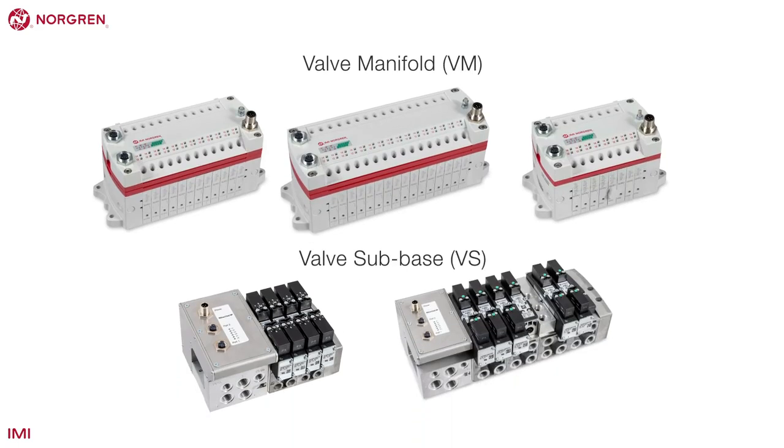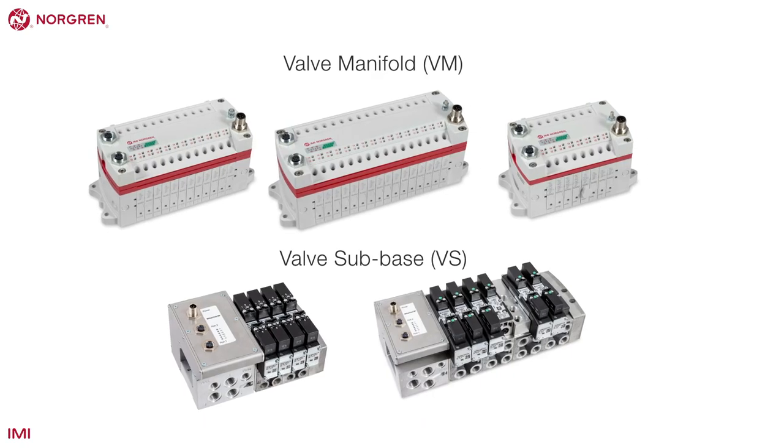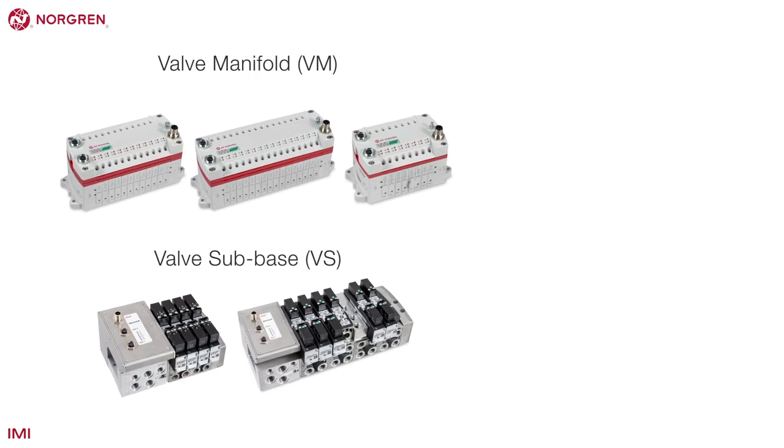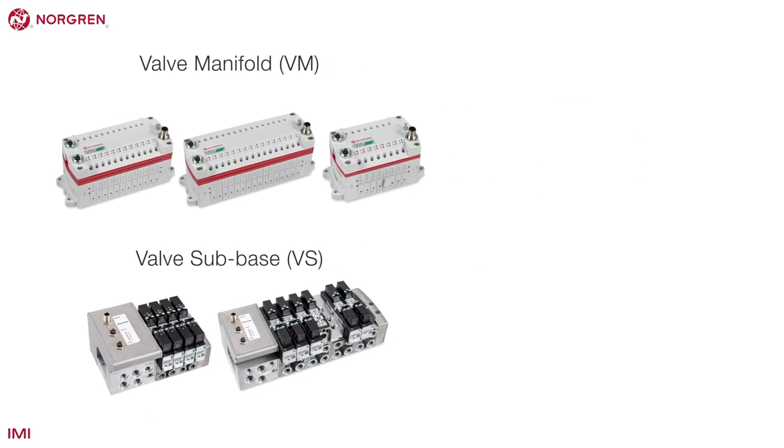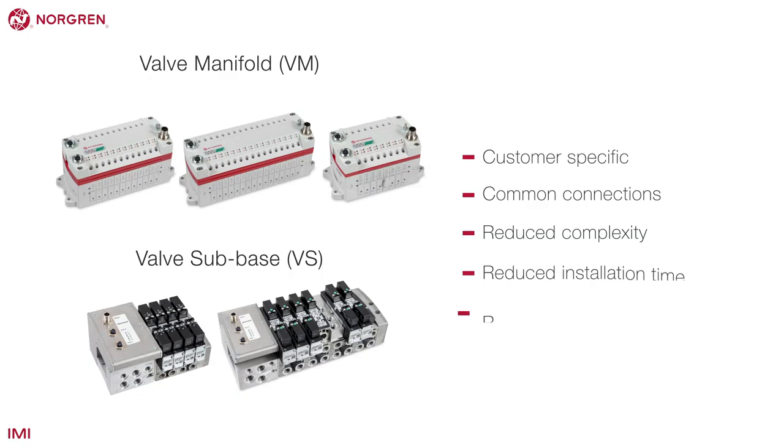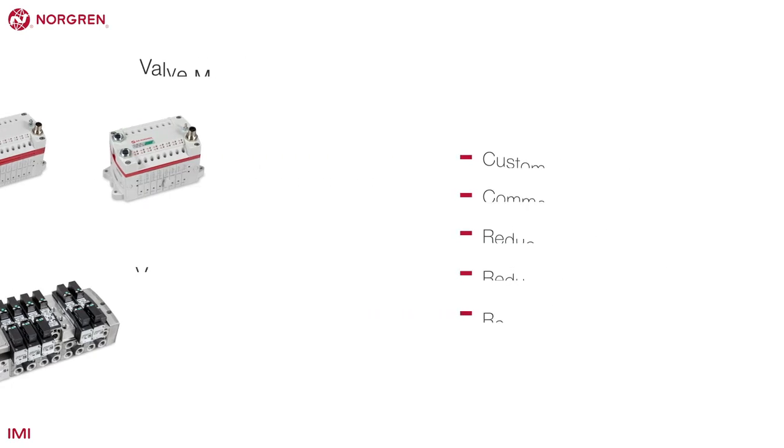Norgren offer a number of valve islands. The main products are the valve manifold, or VM, and the valve subbase, or VS ranges. The main benefits are a customer-specific design with common connections, reduced complexity and installation time, and they're ready to use out of the box.